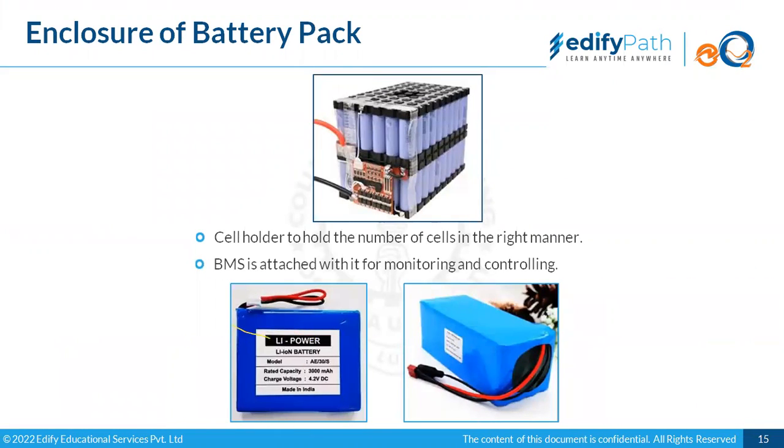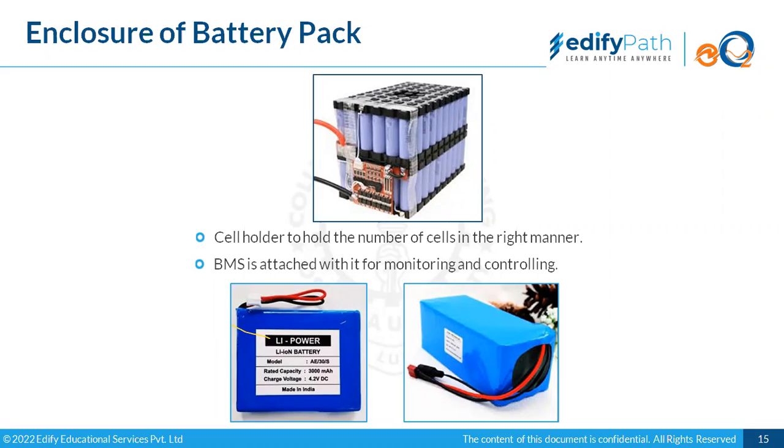So, enclosure of battery pack, cell holders to hold the number of cells in the right manner. When we are assembling the battery, we have to ascertain this. Many times we might neglect this thing, but the cell holders are used so that the cells don't move from their positions, and a particular air gap is maintained between the cells, so that air could flow through them to maintain the temperature of the battery.